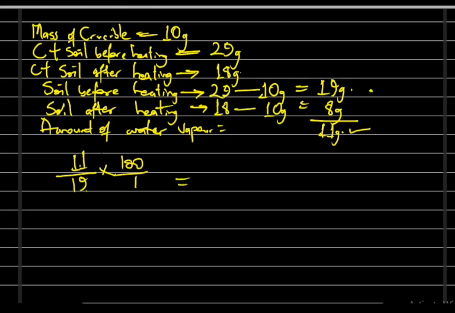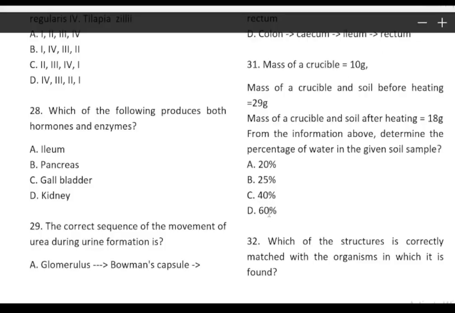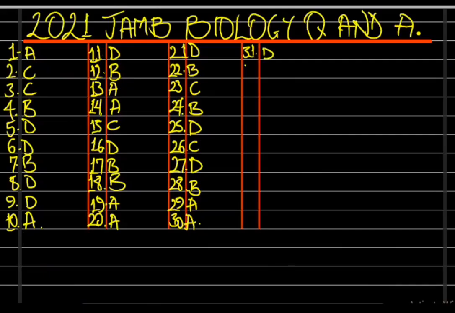So when we carry out our calculation, we will discover that 19 from 100 is going to give us 5 points, and then 11 times 5.34, so it's going to give us 60%. So that is going to be the answer to that question. So we have it to be 60%, option D.